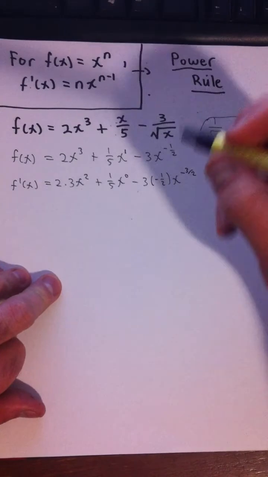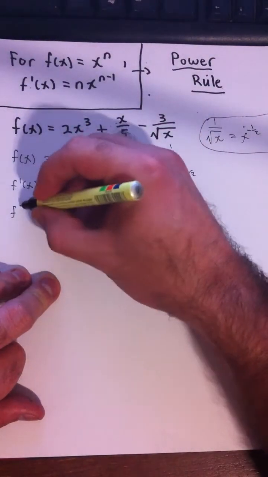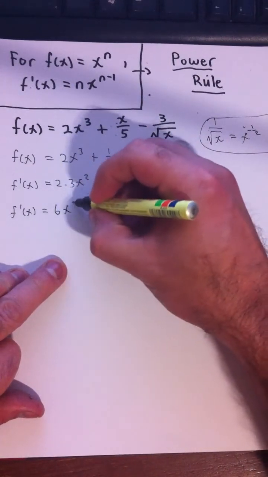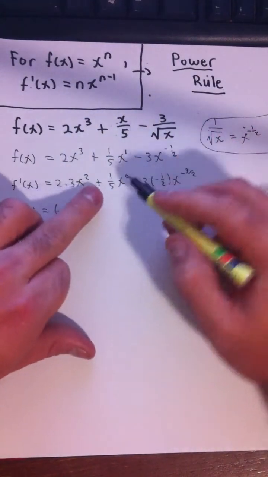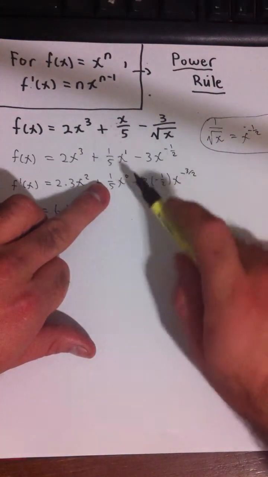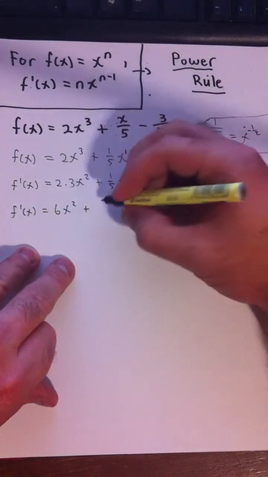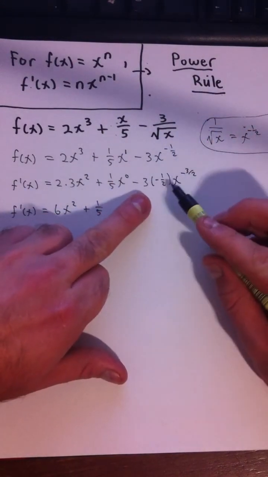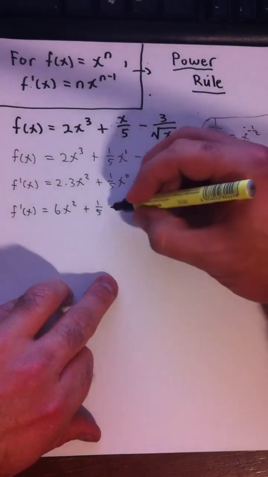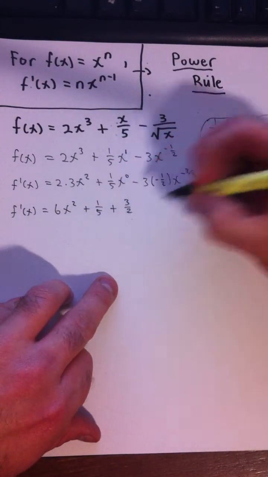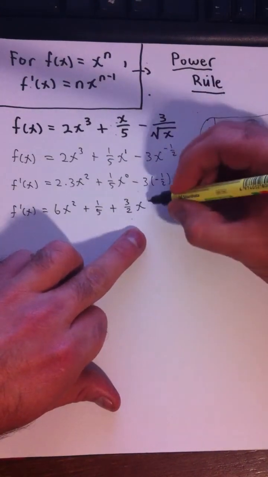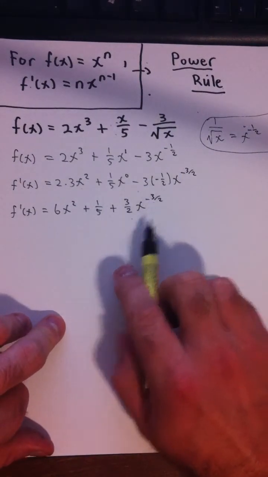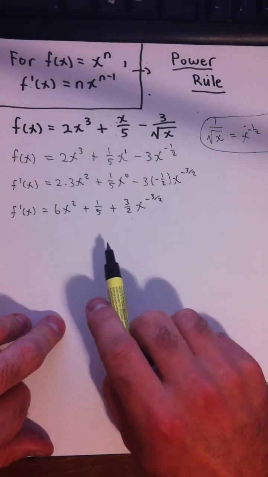Okay, so now let's just rewrite this a bit simpler. f prime of x is going to be equal to 2 times 3 is 6x squared plus 1 over 5 times x to the power 0. x to the power 0 is 1, so that just remains 1 over 5. And now negative 3 times negative a half will give us positive 3 over 2 times x to the power negative 3 over 2. But that negative 3 over 2 we don't like. We always want to leave our answers in positive exponent form.